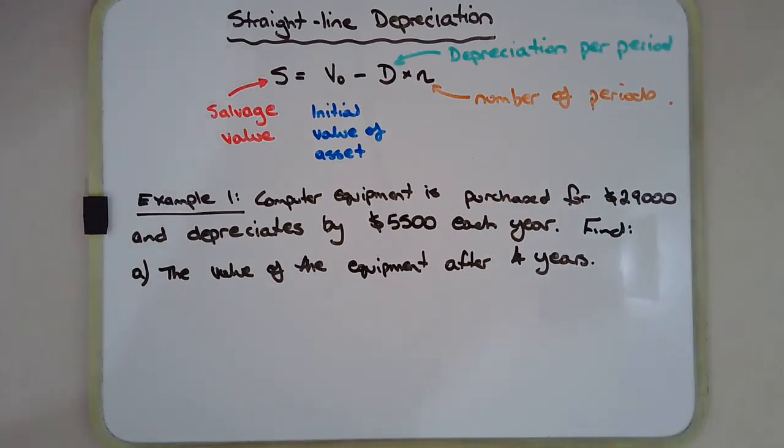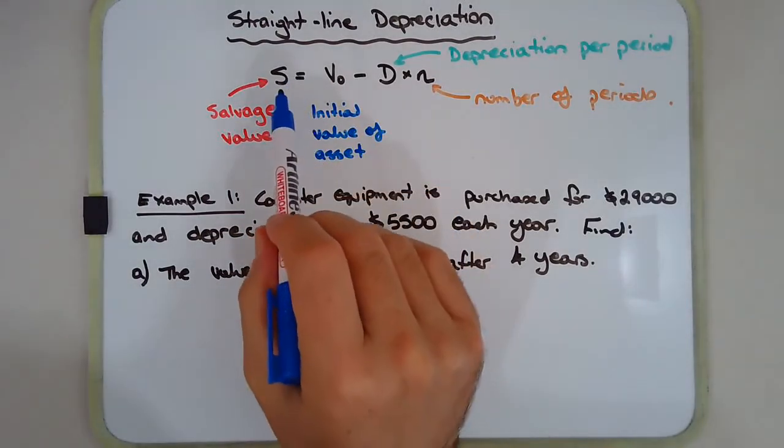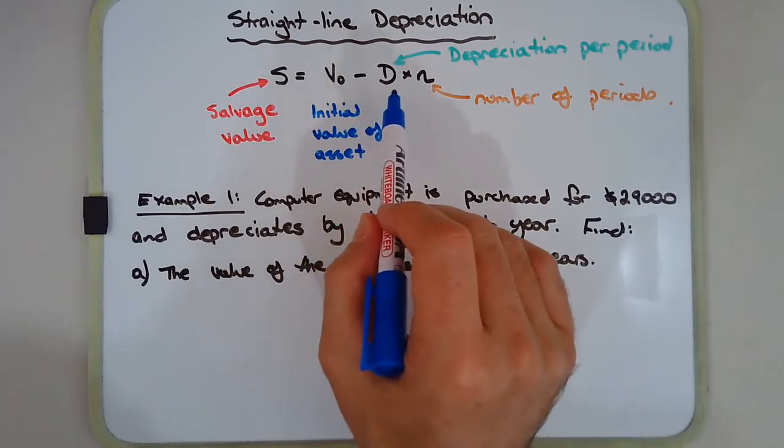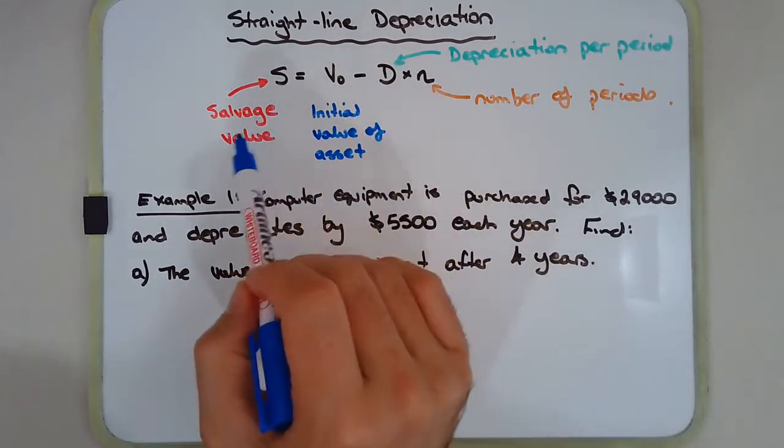In this video, we're going to do a quick review of straight line depreciation. Let's just have a look at the formula first and then we'll go through the basis for it. So the formula is given as S equals V naught minus D times N, where S is a salvage value.